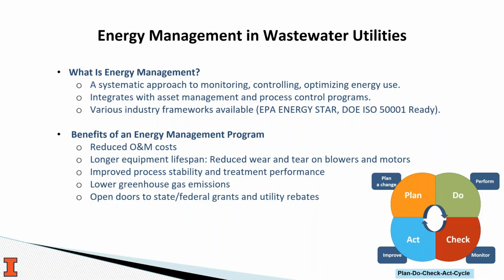The energy management effort does directly relate to asset management and process control, because when operators understand how their equipment performs and how much energy they're using, it can help them make more informed decisions about how to make processes more efficient and reduce energy use. A few of these frameworks are highlighted in EPA's Energy Star guidance and the DOE's ISO 50001 Ready program, which outline how to build a structured step-by-step energy management plan. The diagram on the bottom shows a plan-do-check-act cycle, which a lot of these management frameworks are usually modeled after.